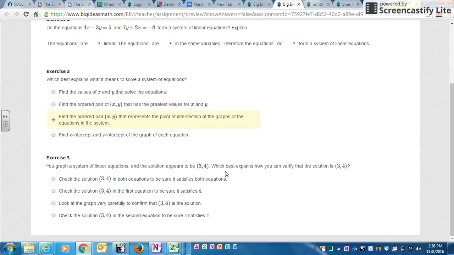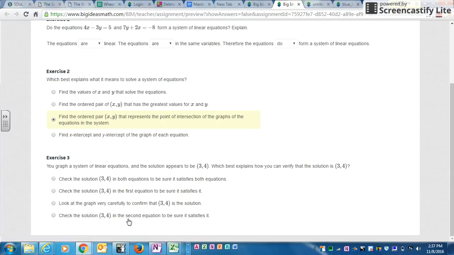So you check the solution in both equations and be sure it satisfies both equations. In other words, plug in 3 for x, 4 for y for the first one, and then do it for the second one, and see if it makes them both true. Satisfies means makes them true, okay? Check the solution for just the first equation. Look at the graph very carefully. Well, you can look as carefully as you want, but if you don't go back and check, it may or may not be the right answer.